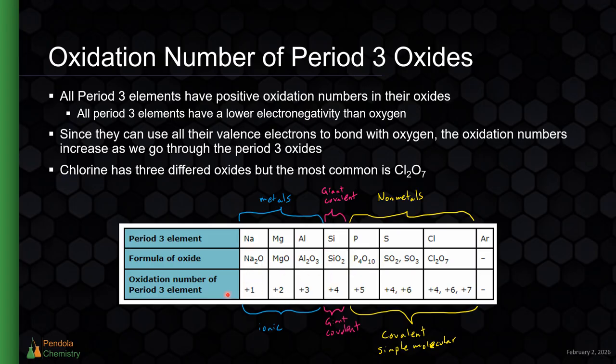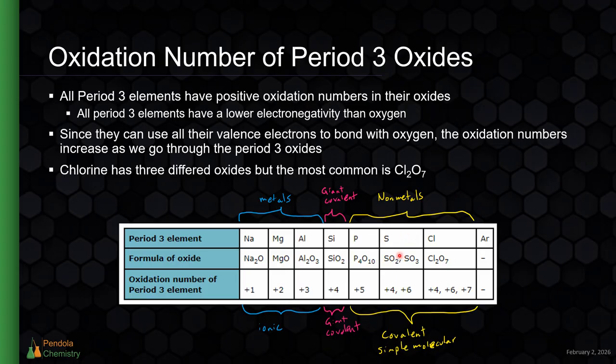as we move from left to right. Again, the numbers just increase. Then when we move to the non-metals, for phosphorus, that tetraphosphorus decaoxide, P4O10, has the phosphorus with a +5 oxidation number. Now this is the only oxide of phosphorus. And it can happen because phosphorus can create some very complex compounds with its ability to form expanded octets.